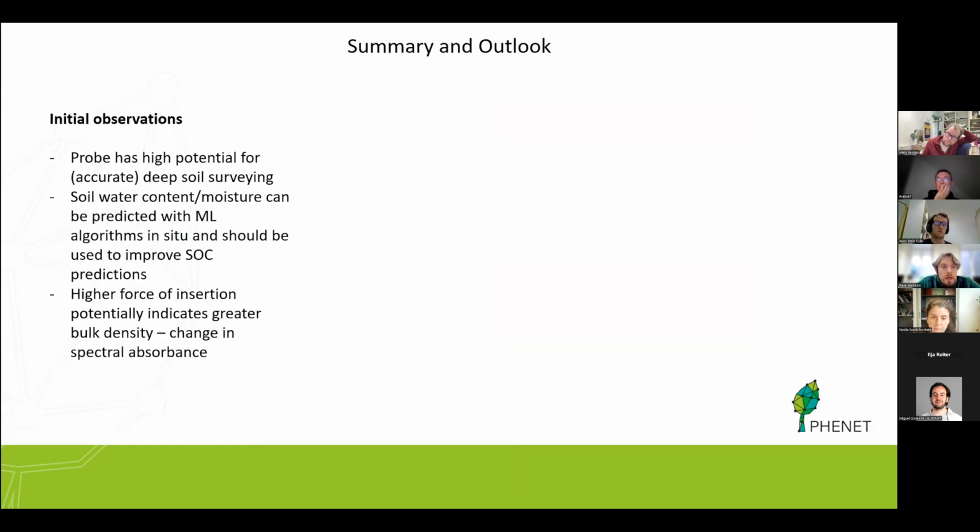So, in summary, our initial observations tell us that the probe has a high potential for deep soil surveying, and soil water content or moisture can be predicted with machine learning algorithms and should be used to improve soil organic carbon predictions. Then another observation is that the higher force of insertion potentially indicates greater bulk density, which reflects in the change in the spectra absorbers.